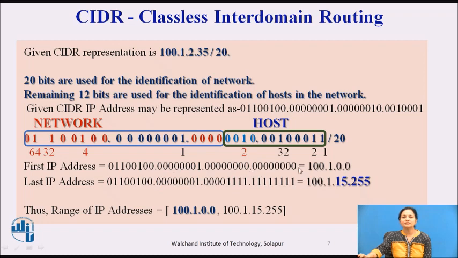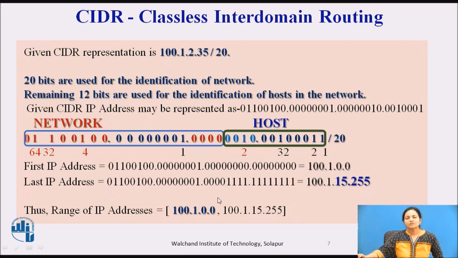So our IP address will start from 100.1.0.0, because here the network part is fixed, so this is 100 and this is 1. Nothing else is there, so 100.1.0.0 will be for the network start, and lastly 100.1 and whatever remains will be 15.255.